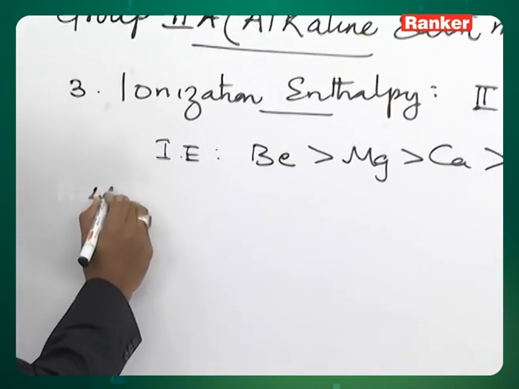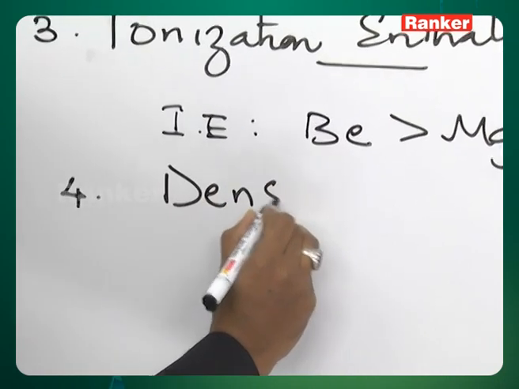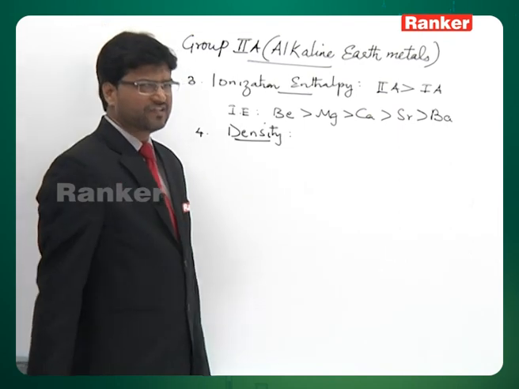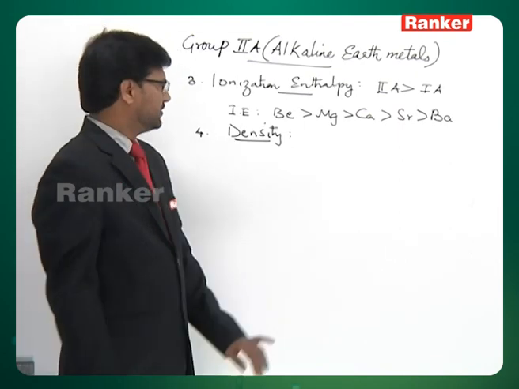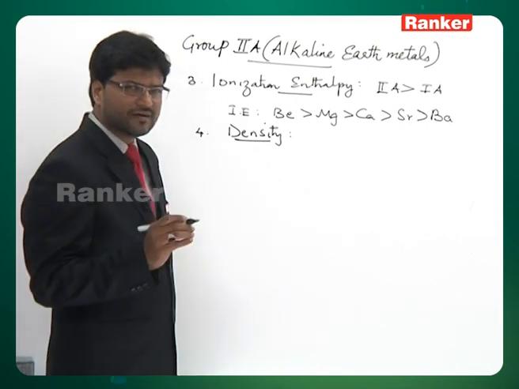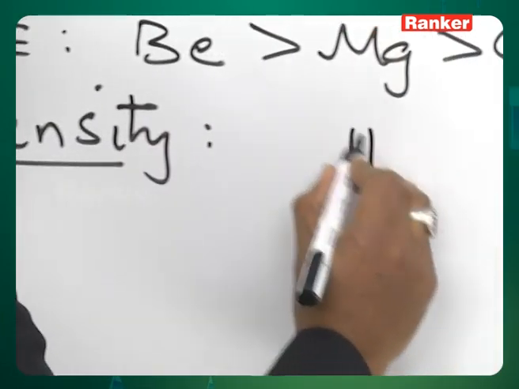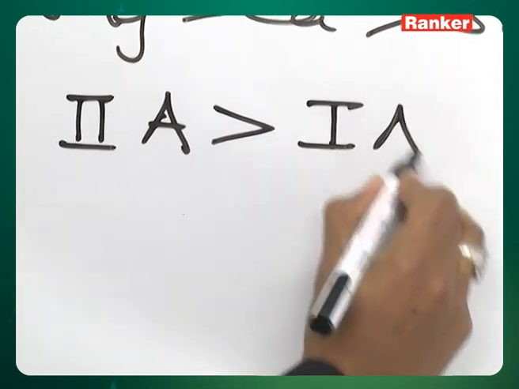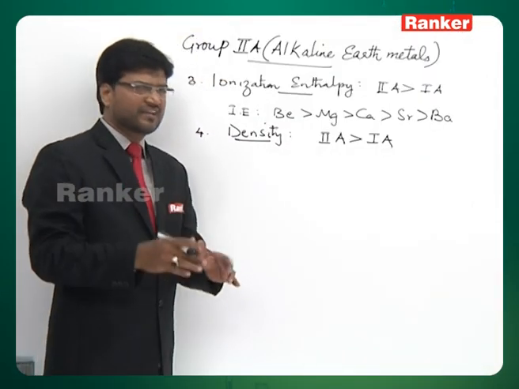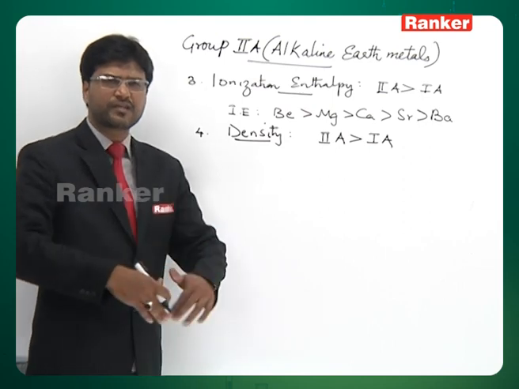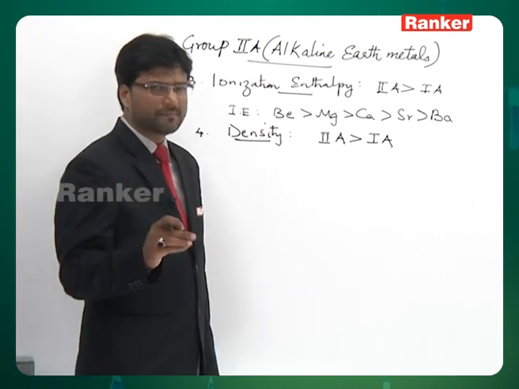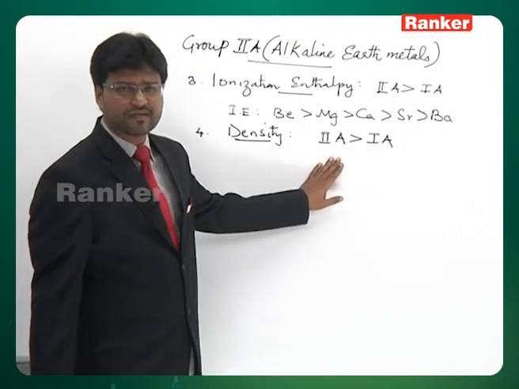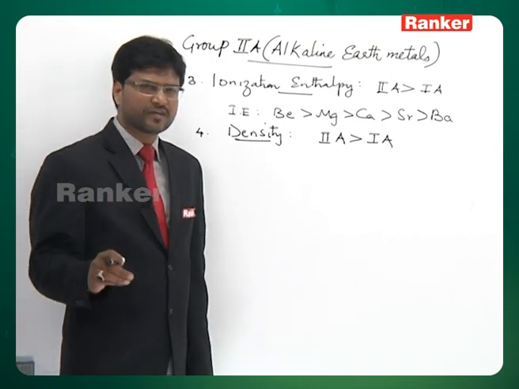Number 4, density. Let's compare the density of alkaline earth metals. First we'll compare between alkaline earth metals and alkali metals. You'll find that alkaline earth metals are denser than corresponding alkali metals. That means lithium is less dense than beryllium, or you can put it this way: beryllium is heavier than lithium. Similarly, magnesium of the 2A group is heavier than sodium of the 1A group. So any 2A metal is denser than the corresponding 1A metal of the same period.